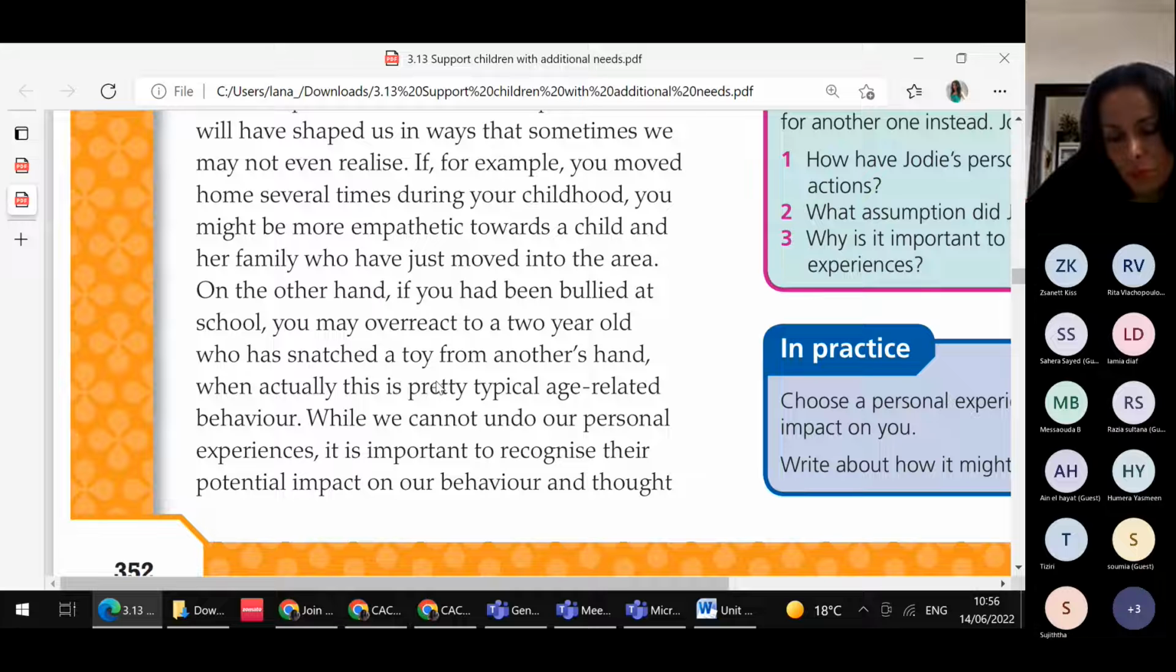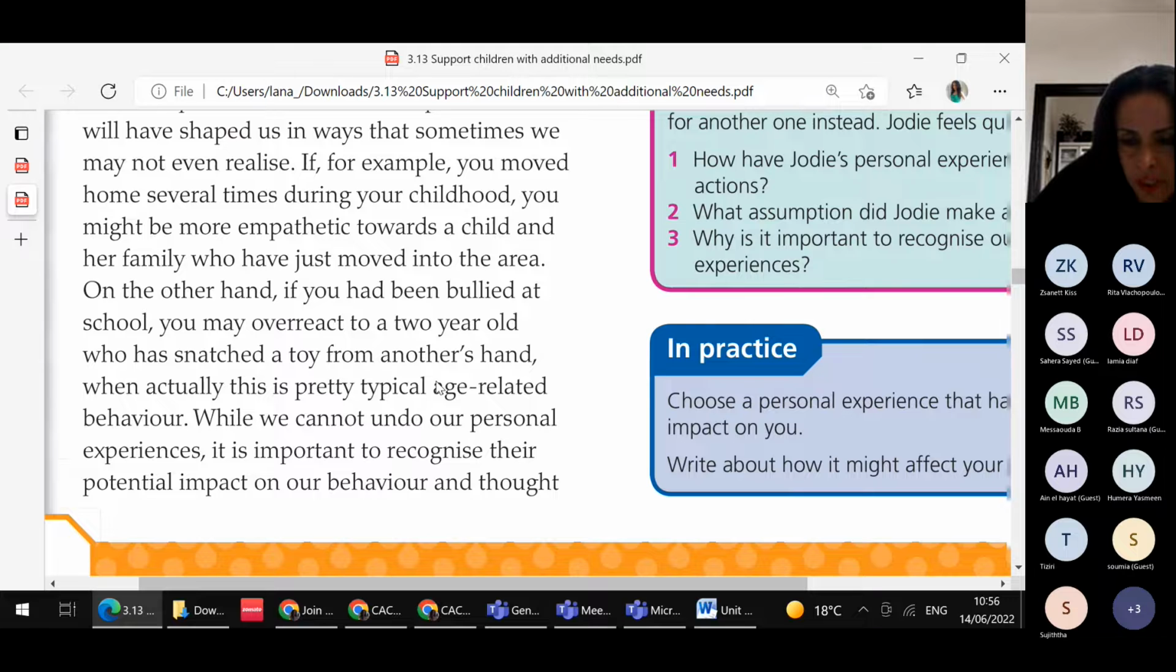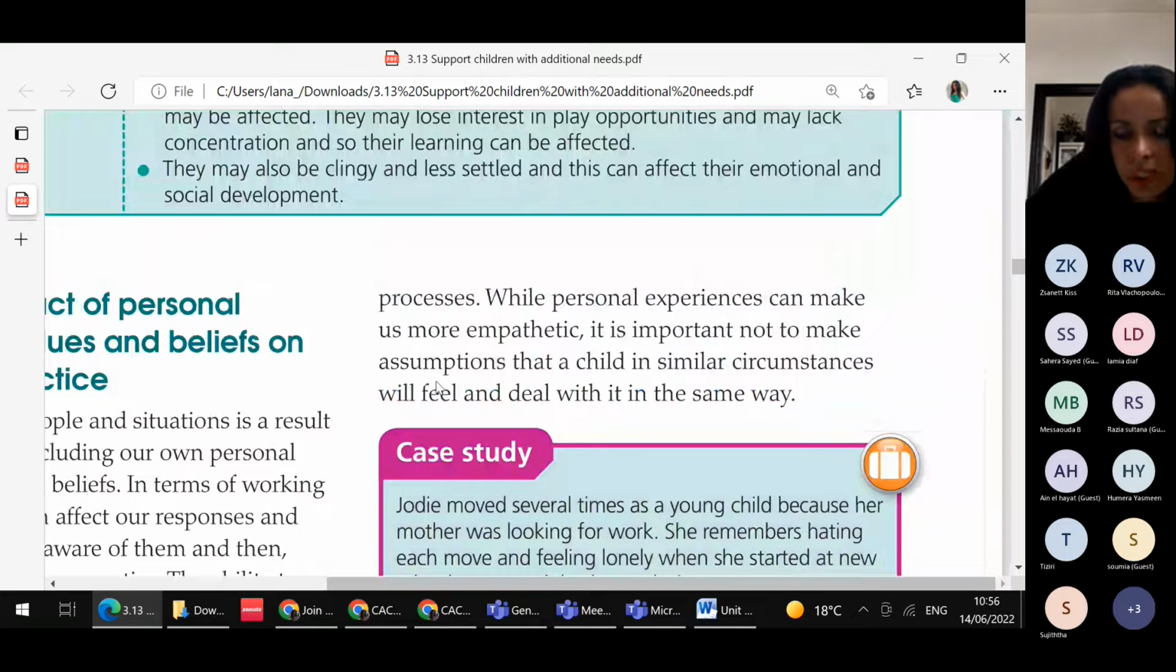So some of these personal issues, maybe we can't undo it, maybe we can't treat it, but it is important to recognize the potential impact of our behavior on the children. So each one of us has to think about their personal experience and be more empathetic towards the children. Don't assume that the children would have the same circumstances. They might feel the same way. So we need to be empathetic towards the children.